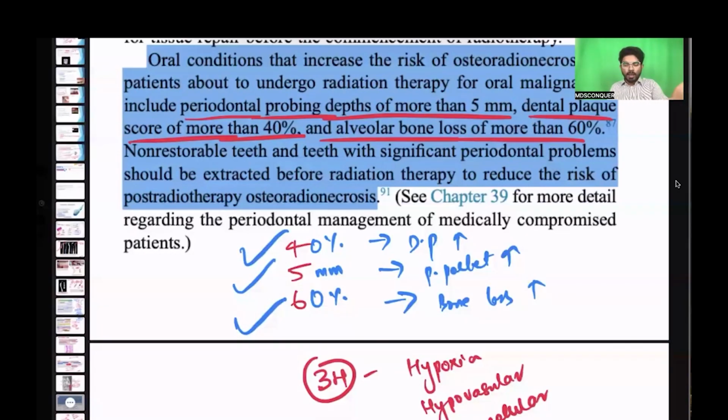First, you will get plaque. Plaque is going to cause pockets. Pockets are going to cause bone loss. Clear? All are in sequence. 4, 5, 6: plaque, pocket, bone loss. 40% is plaque, 5 millimeters is the pocket, 60% is bone loss.